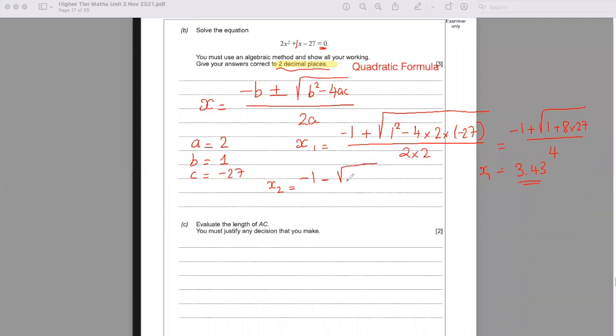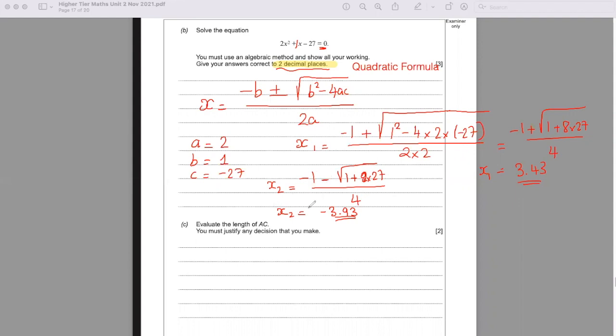Square root of the same, so 1 plus 8 times 27 over 4. Put that in your calculator, and you should get minus 3.93. Here you go. So those are your answers, correct to 2 decimal places.